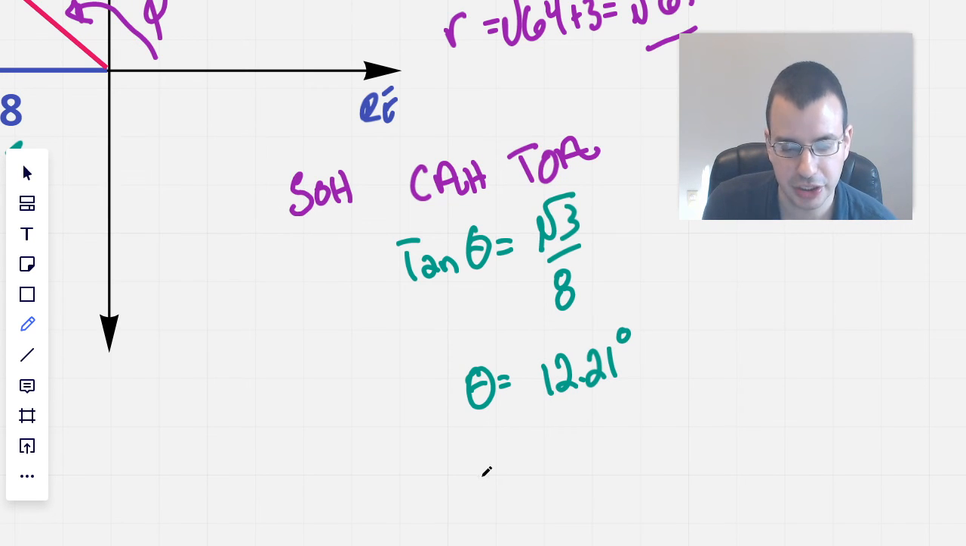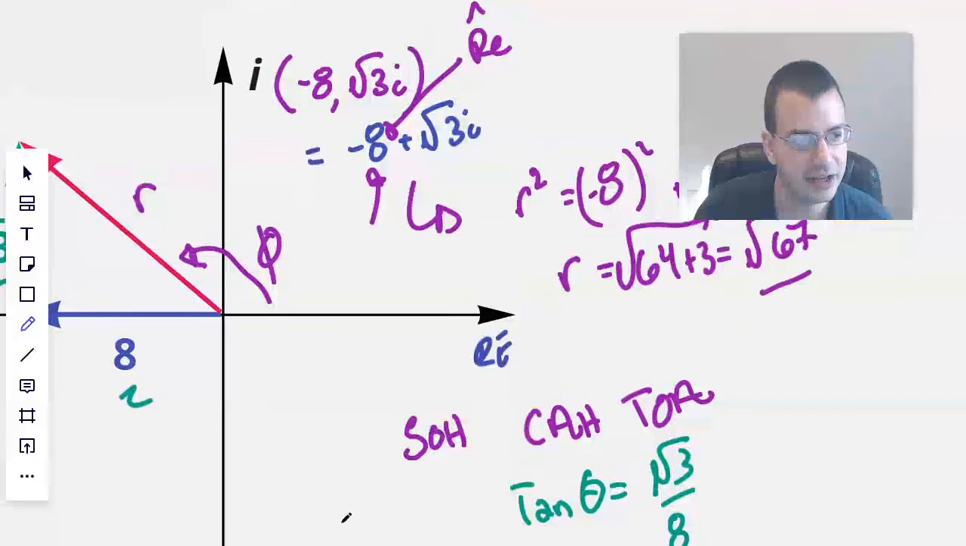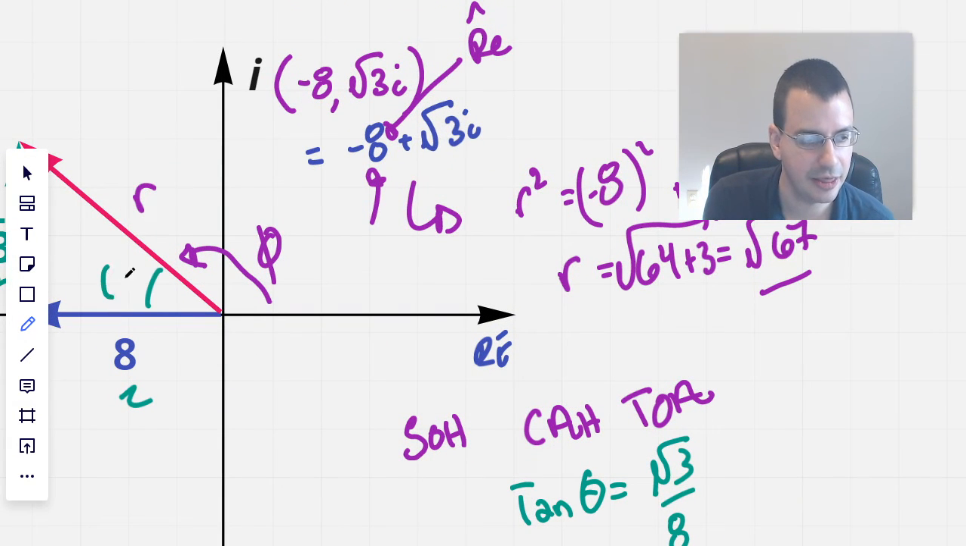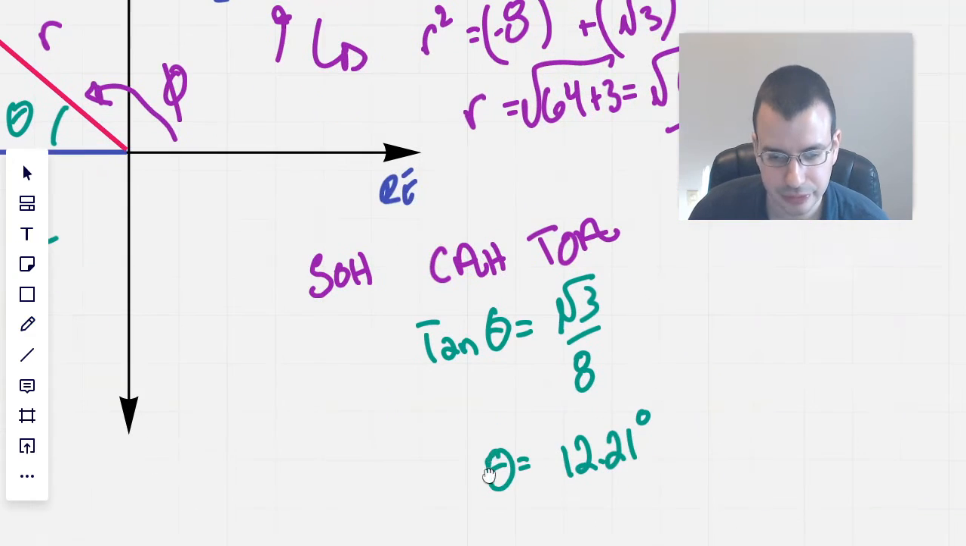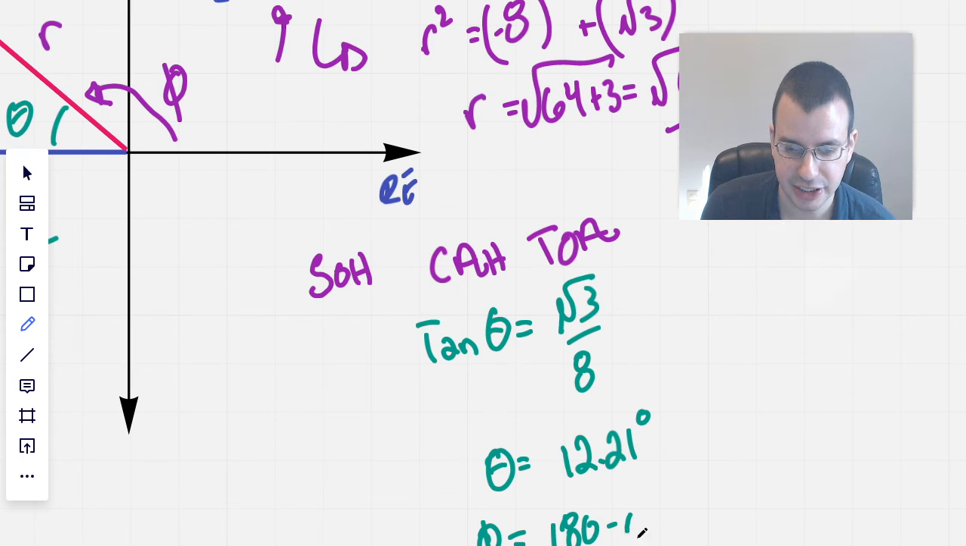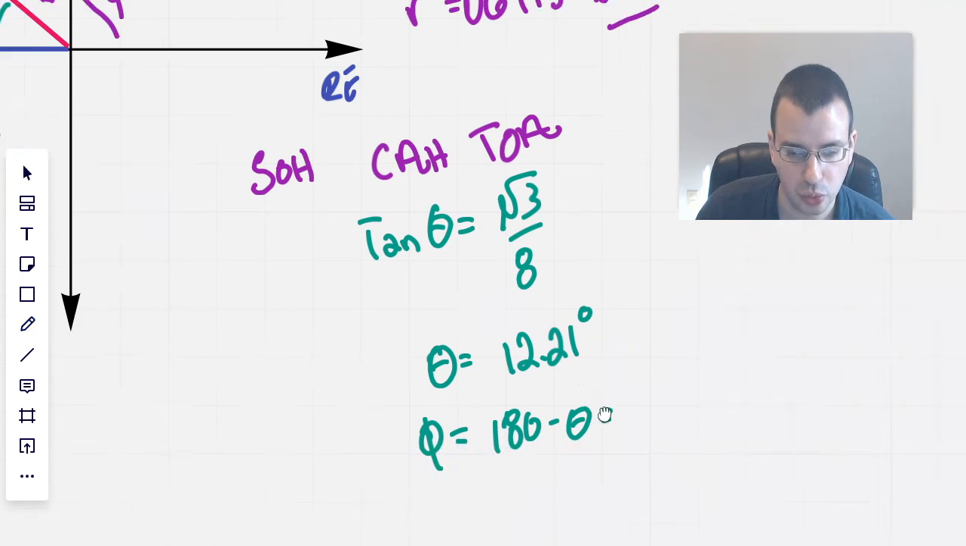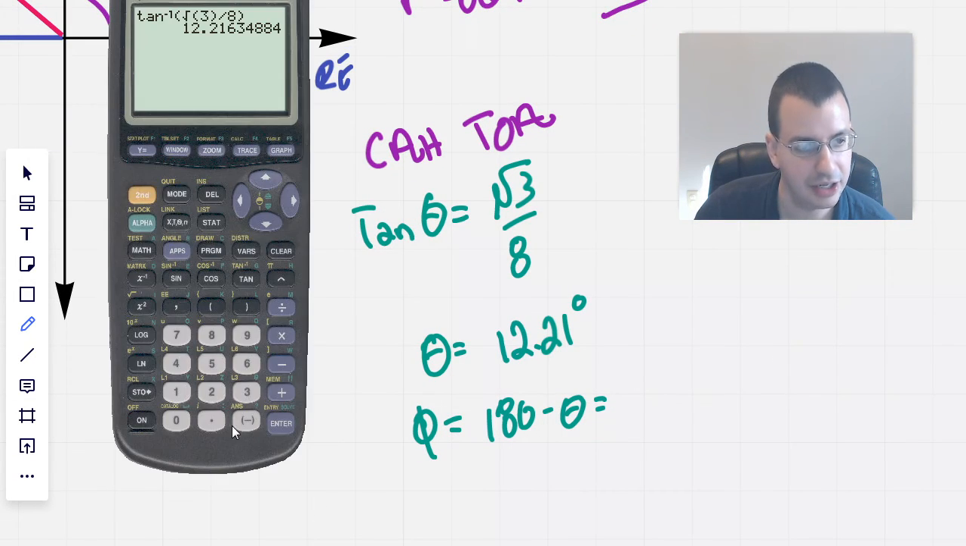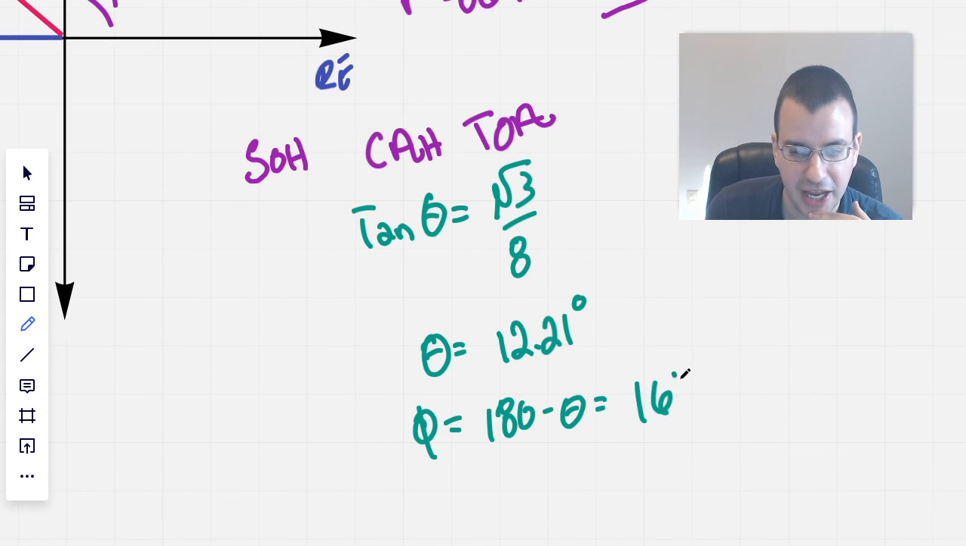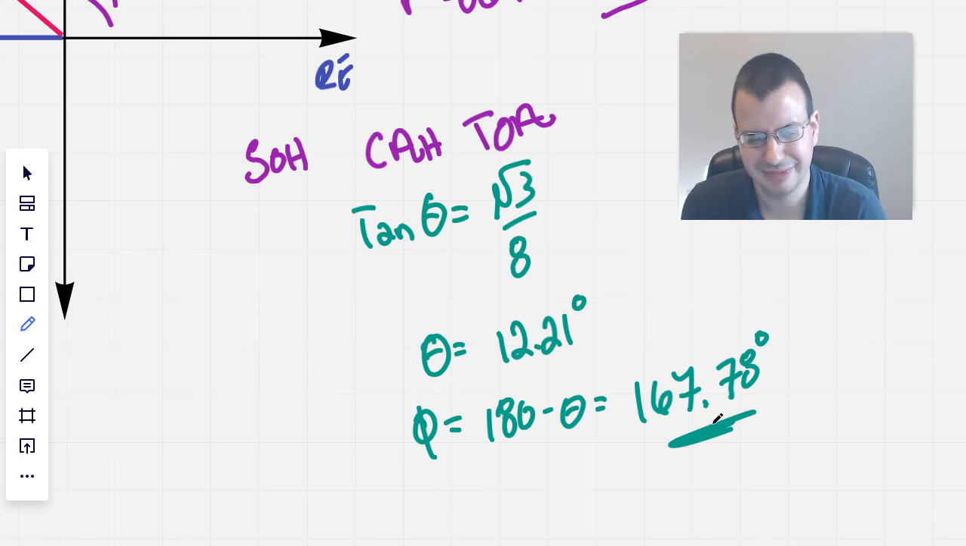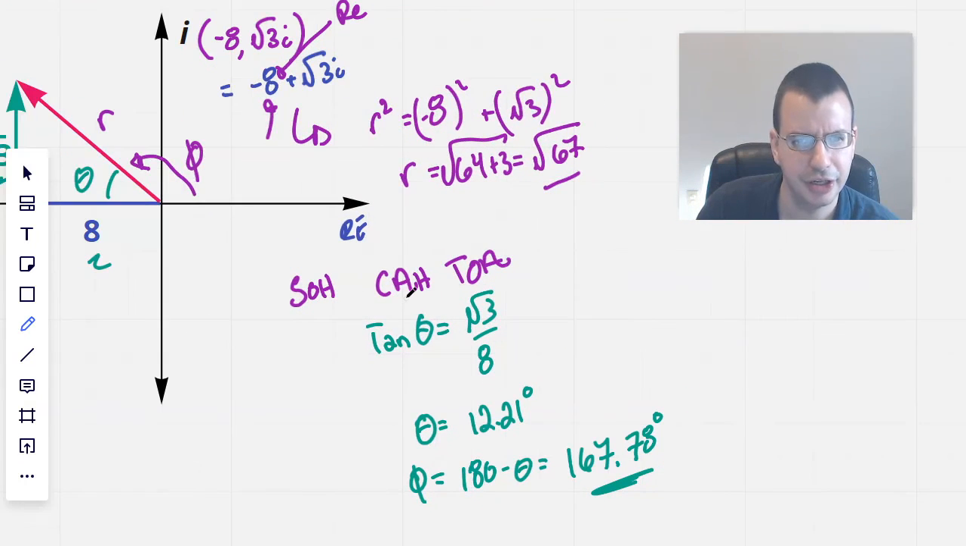12.21 about degrees. And then to find phi, that's just going to be 180 minus theta, which is right there. So I'm going to say that phi, just another angle, equals 180 minus theta, because that's easier to write than 12.21. And then I'm going to go back to the calculator. 180 minus second answer, 167.78. And you can do this in radians if you prefer. I just like to use degrees because, I don't know, I feel comfortable with degrees. I enjoy degrees. But whatever form you need it in, put it in that form.